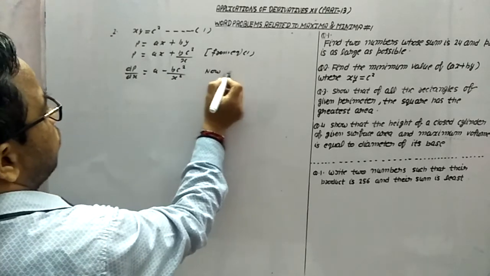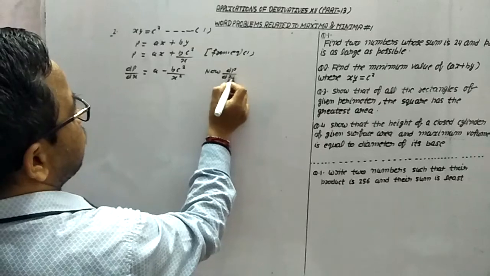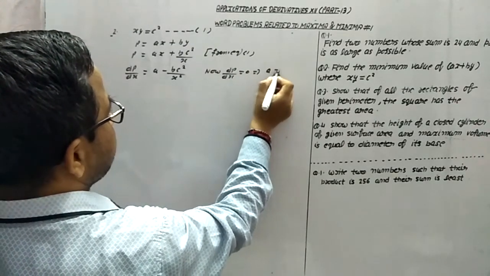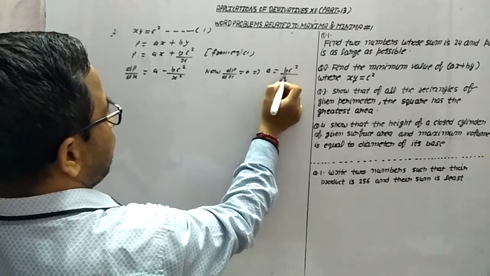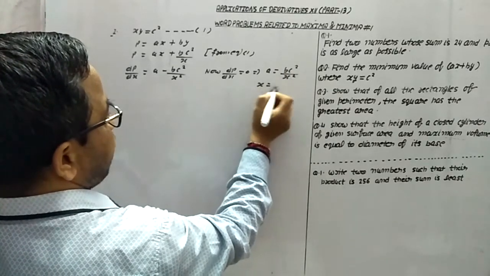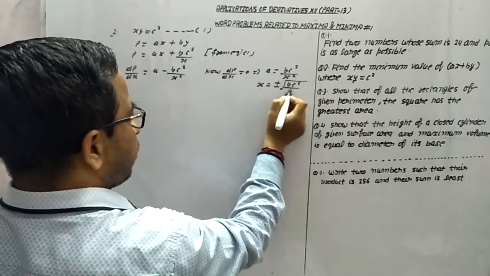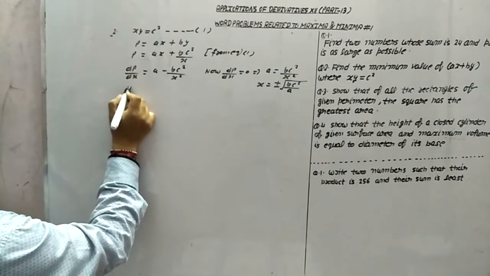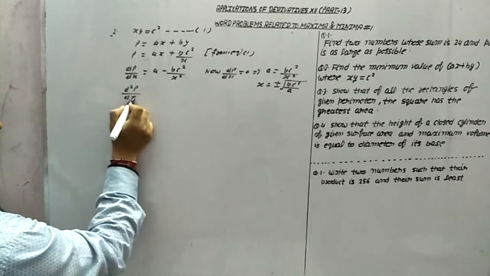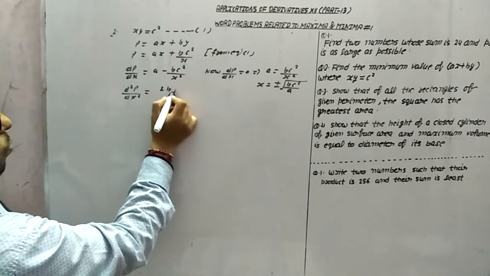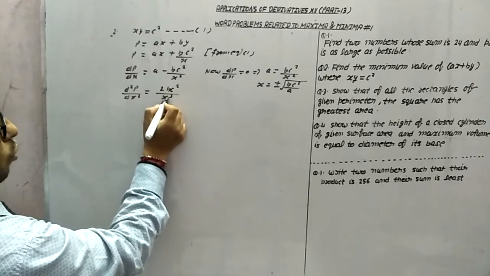Now what we will do, dp over dx is equal to 0. It implies that a is equal to bc square upon x square. It means x is equal to plus or minus under root bc square upon a. Now first of all we will find out d2p over dx square, which becomes 2bc square upon x cube.